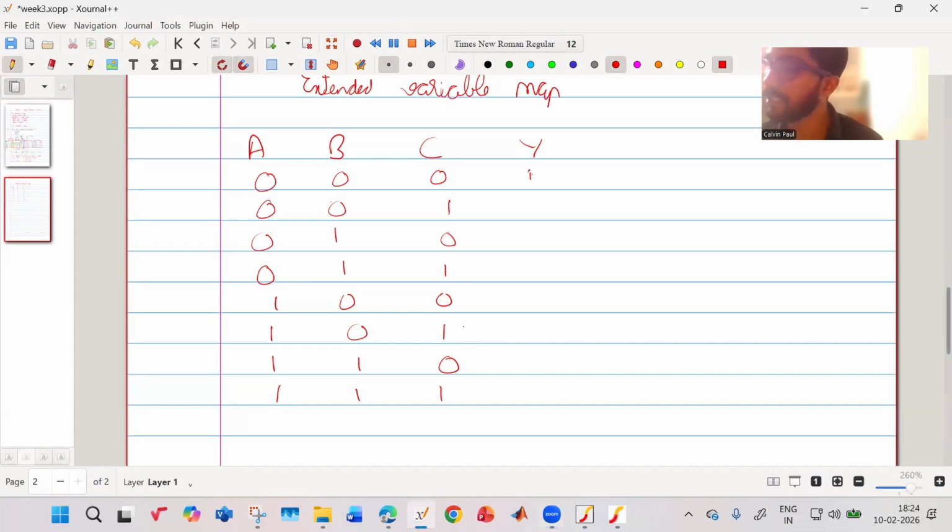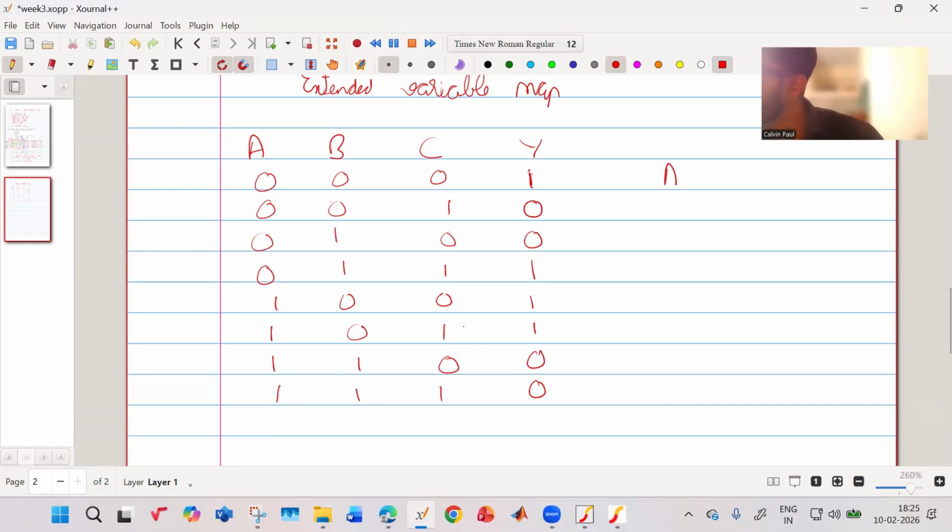Okay, so let us say for ABC, when all are 0, we use value 1. Then we can use the value 0. Then we can use the value 0, 1. We could use all 1, 1. We could use all values 0, 0. So now we have to write the truth table in terms of C.